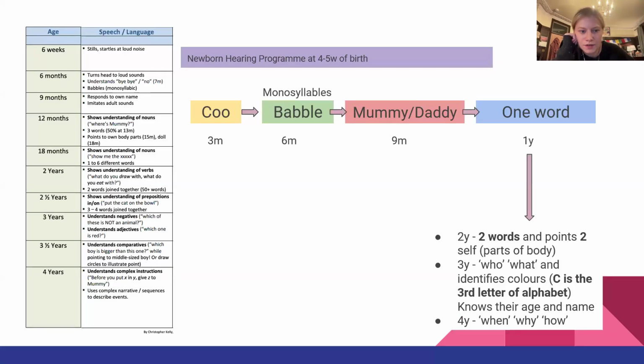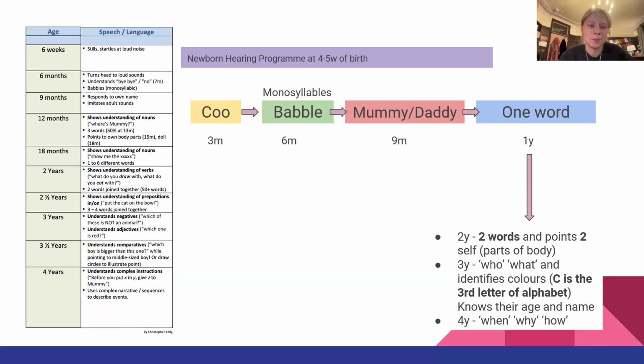Moving on from that, at 2 years, pretty easy. They should be able to say 2-word sentences and point to themselves. So again, at 2 years, everything has 2 in it. At 3, they should be able to answer who and what questions and identify color. C is the 3rd letter of the alphabet. I know this is a lot of mnemonics, but hopefully it helps you remember these. And at 4 years, they should be able to answer more complex questions like when, why, how, and ask them.